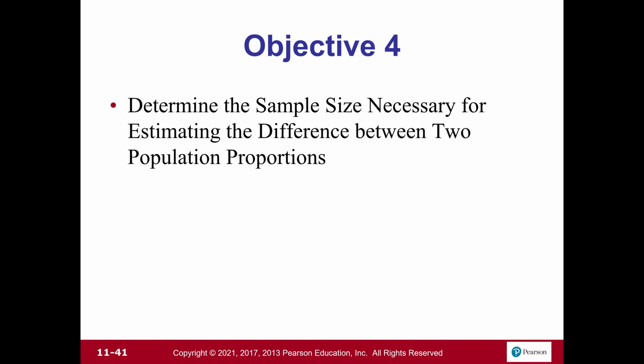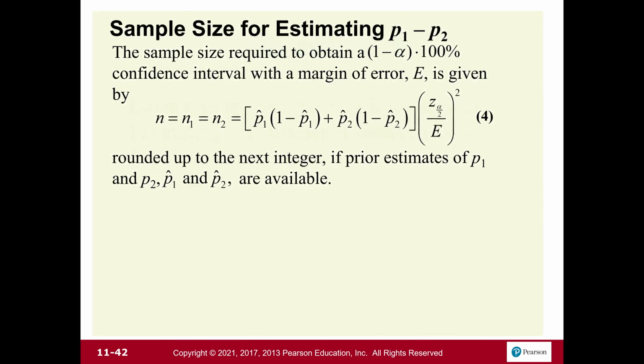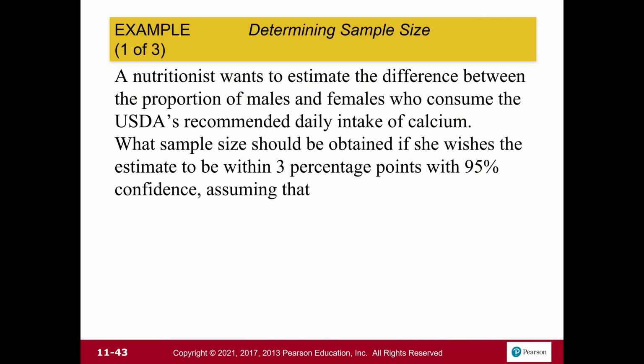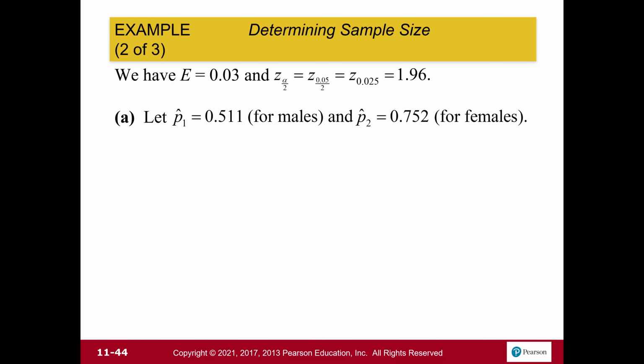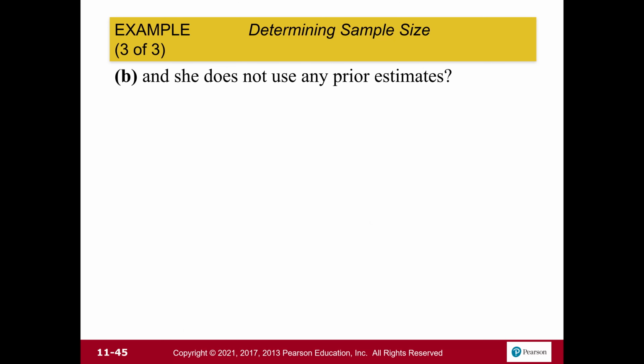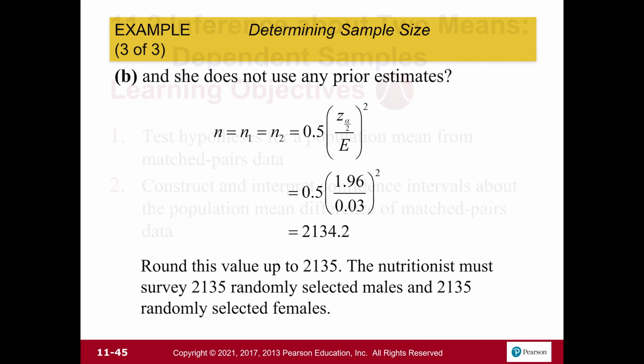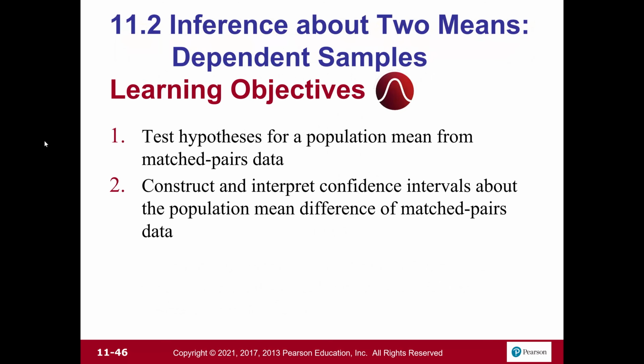And then finally, determine the sample size necessary for estimating the difference between the two population proportions. Here is the formula. And there it is.